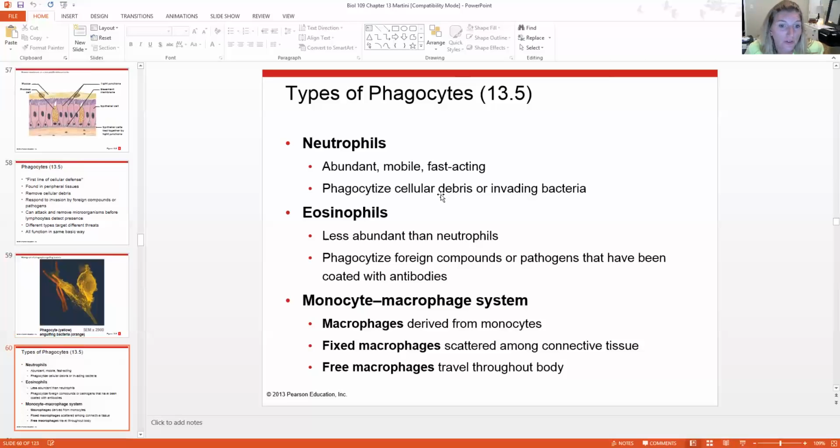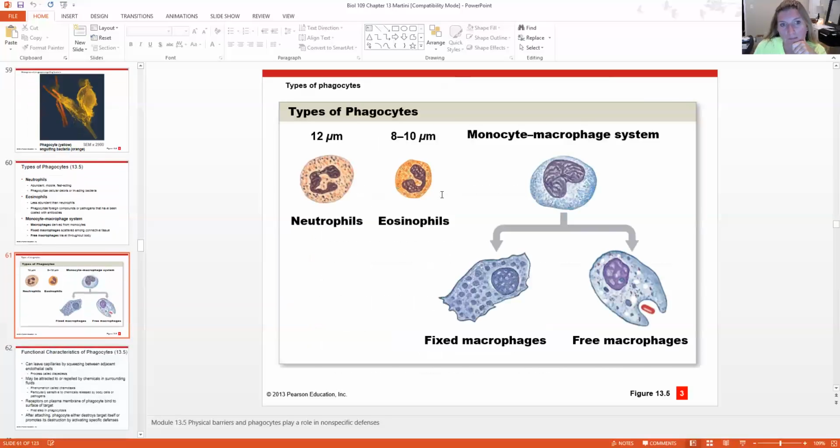Eosinophils, these are much less abundant, but they phagocytize foreign particles and pathogens that have been coated with antibodies, so anything that's been attacked already by the B cells. And the monocyte-macrophage system involves the macrophages, which were made from monocytes, fixed macrophages, as well as free macrophages throughout the body. There you see them.